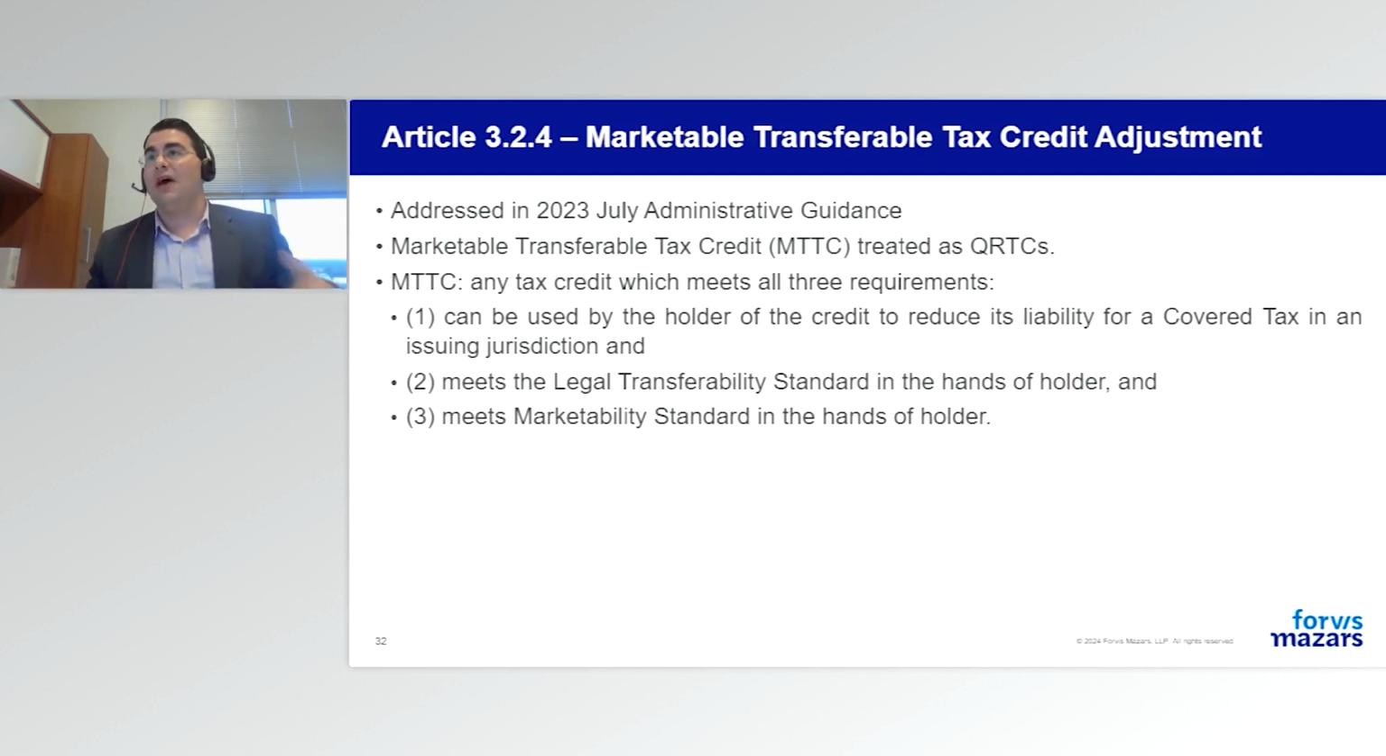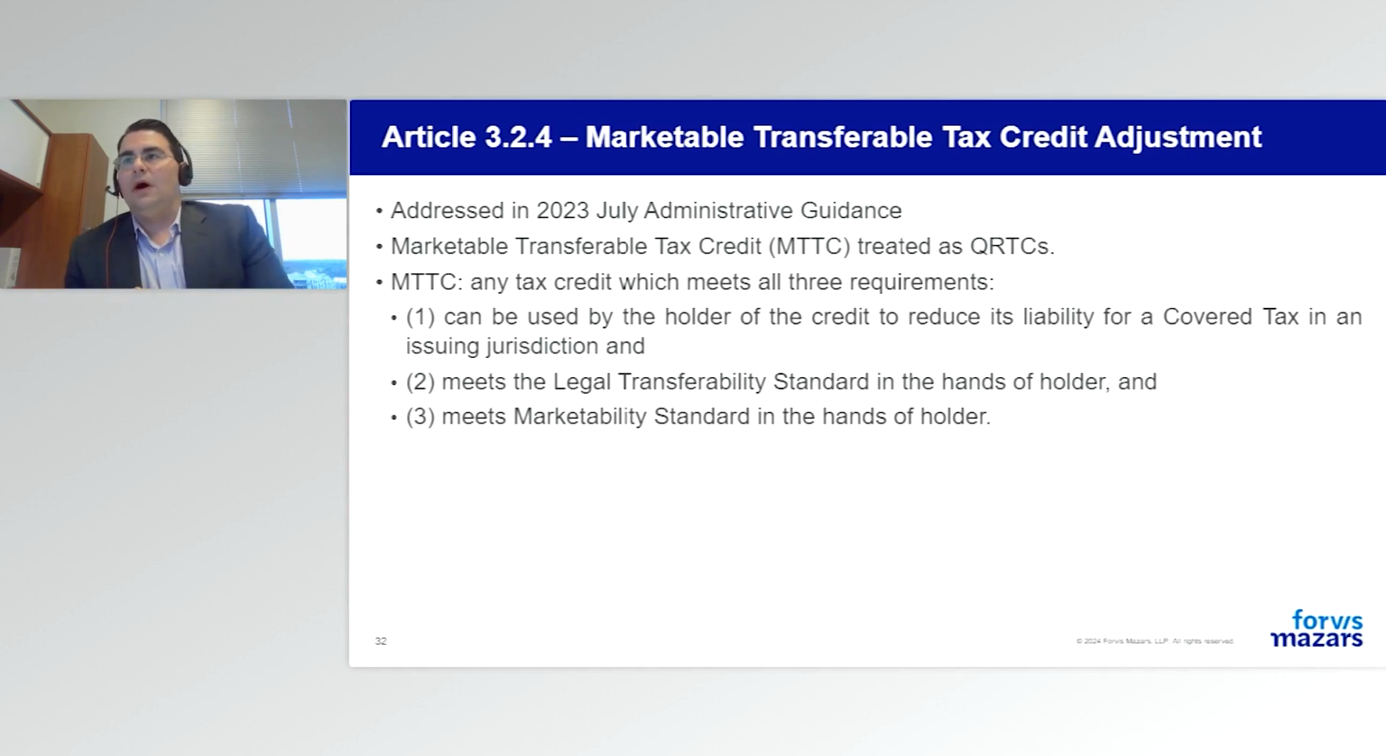As we established, if you have an MTTC, you have an adjustment to your income, and there's a corresponding Article 4 tax adjustment. This was actually established in the 2023 July administrative guidance, the second set of guidance deemed to be administrative, that came last year. And what is an MTTC? There's a spectrum here that we're going to talk about.